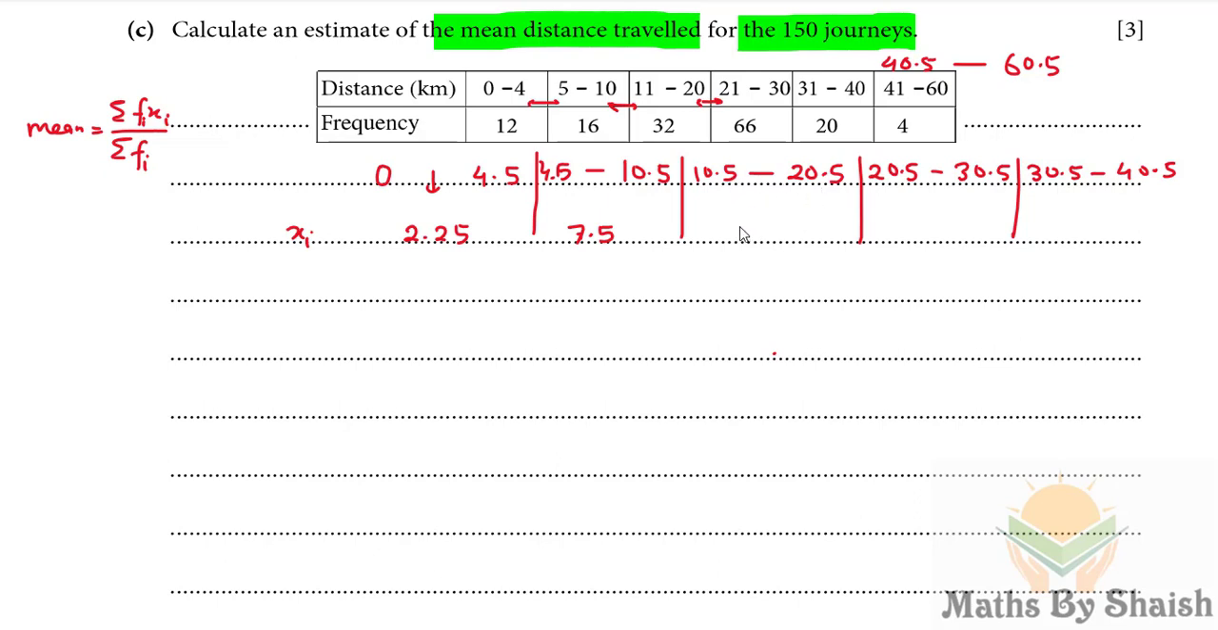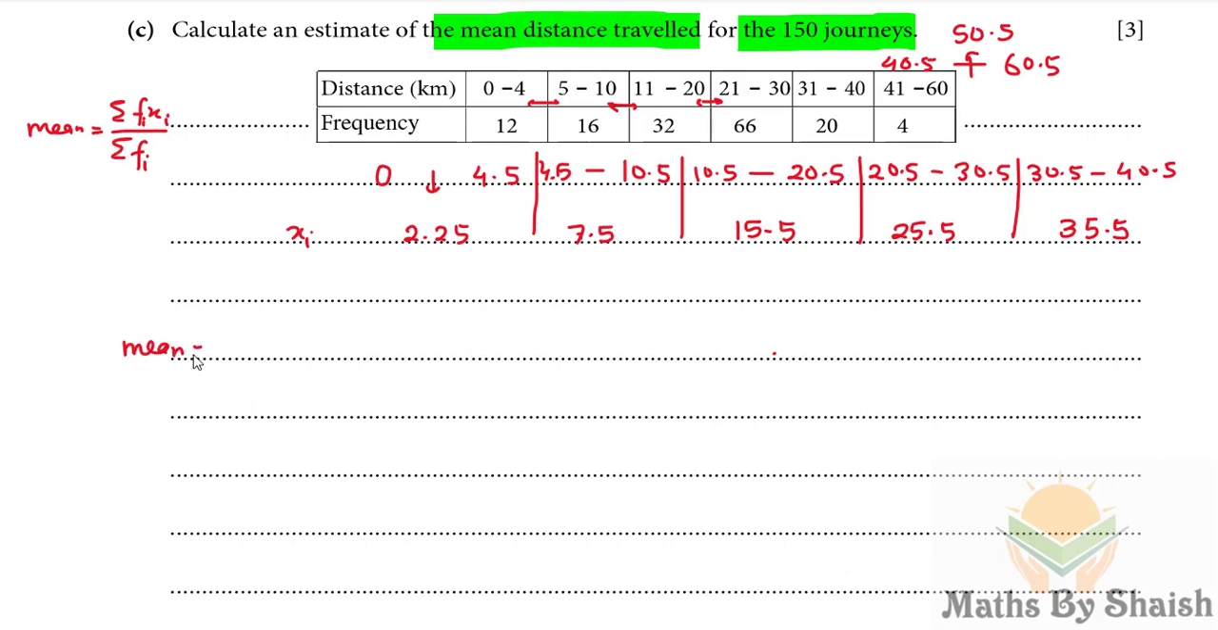So the mid value is going to be 7.5 here, and here it is going to be 20.5 plus 10.5, 31, so it means 31 divided by 2, 15.5, and here it is going to be 25.5, and here in this interval it is going to be 35.5, and the last interval, it is 40.5 plus 60.5, 101, so it is 50.5, and corresponding fi's are given, so I will calculate directly the mean.